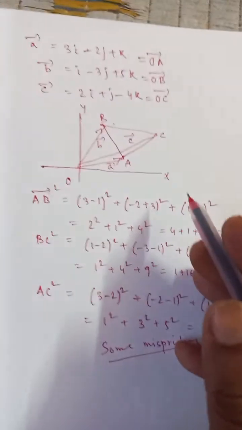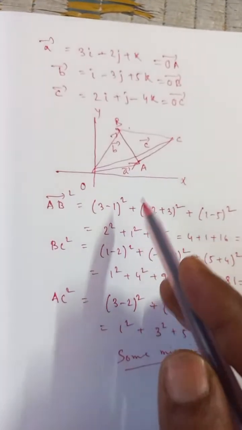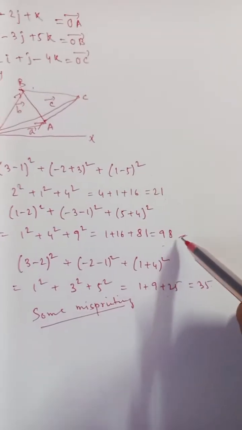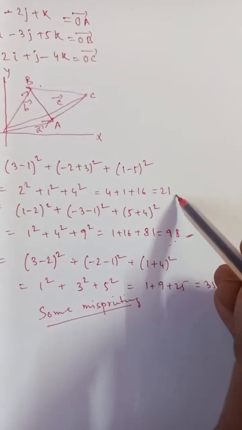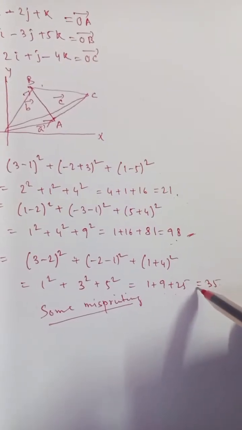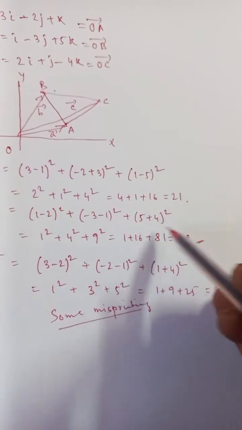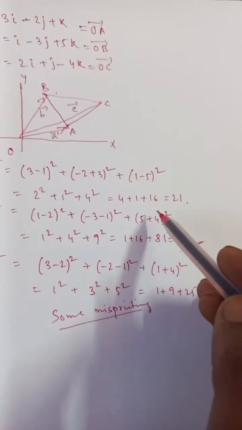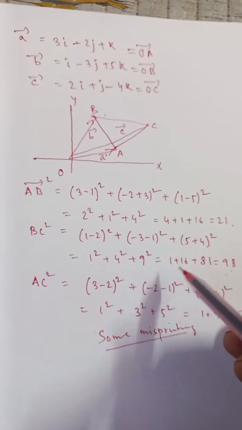So this is the procedure. If three vectors are given and we have to show they form a right angle, we have to do this procedure and find out whether the bigger one, meaning hypotenuse square, is equal to base square plus height square or not. If this happens, then we can say it is a right angle triangle, because you know by the Pythagorean theorem that base square plus height square is equal to hypotenuse square. But here we cannot prove this.